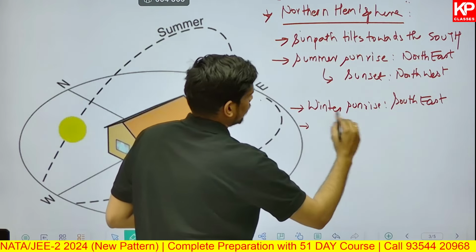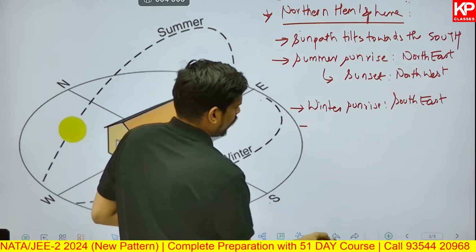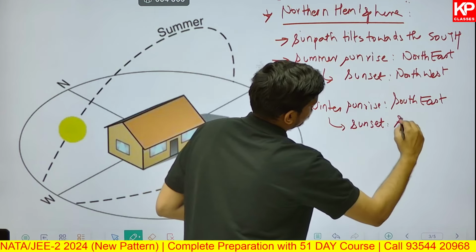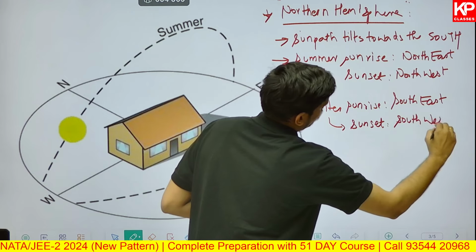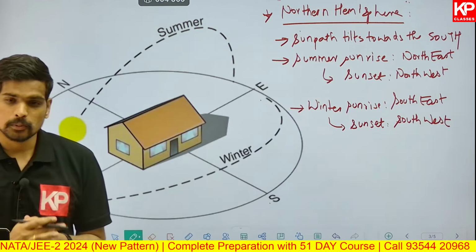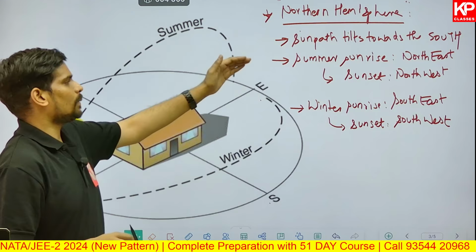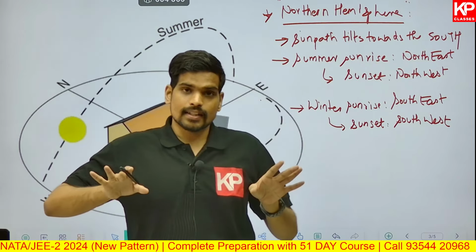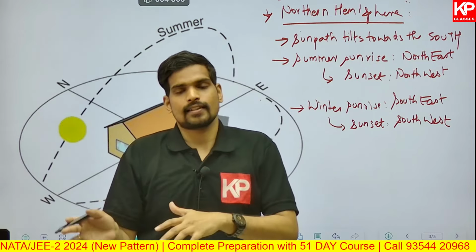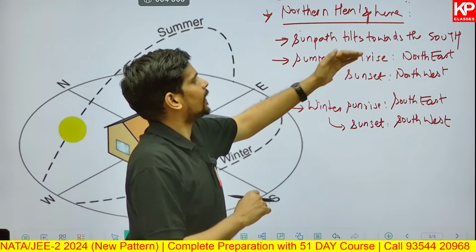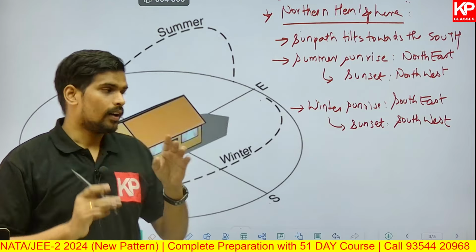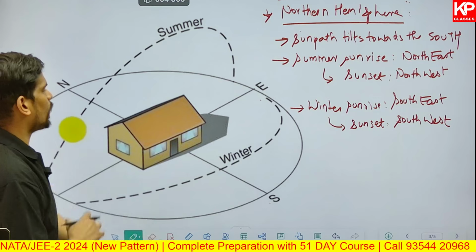And finally, in winter, the sunset point will be towards southwest. So you see, it is not exact east and west, it is towards the north or towards the south. In the summer, it will be towards the north of east and west, the sunrise. So it is a general statement to understand that sunrise is in the east, sunset is in the west. But exactly, it is northeast and northwest for sunrise and sunset in summer, southeast and southwest in the winter months with respect to northern hemisphere.